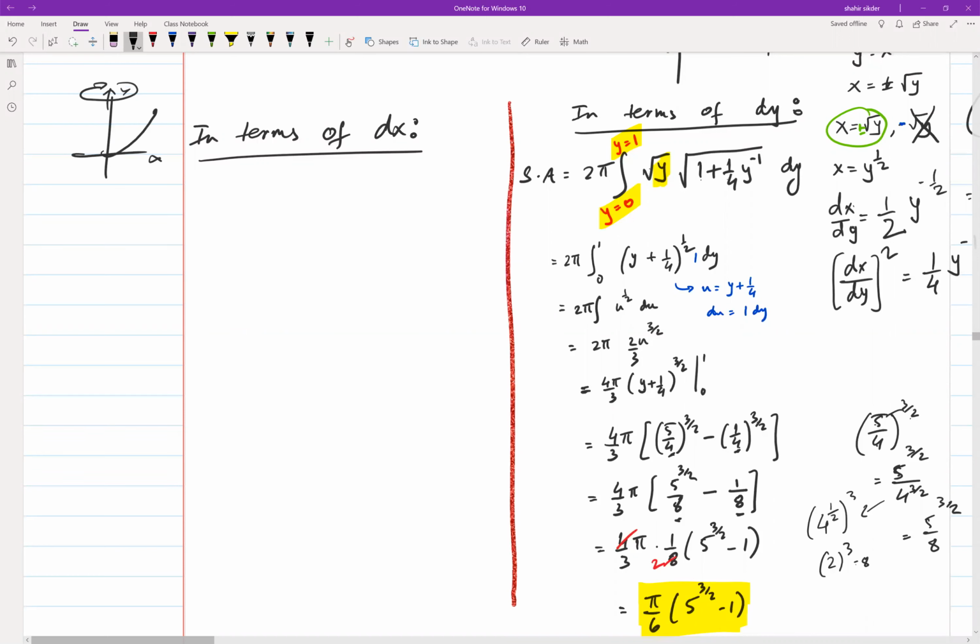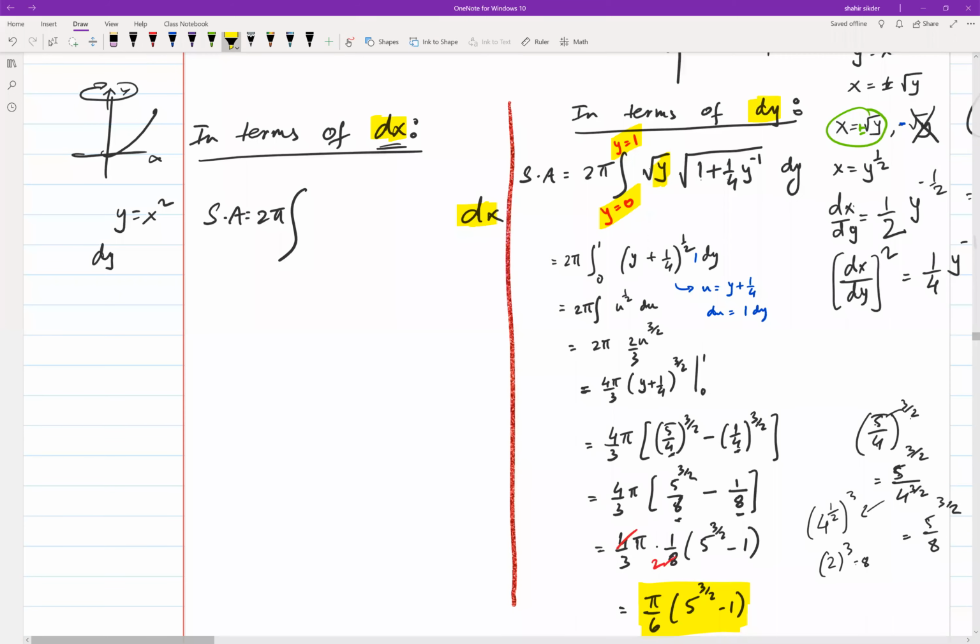So our function was y equals x squared. We need to know what's our dy dx, because we're solving in terms of dx. So the surface area formula still holds true: 2 pi integral. We don't have to worry about converting our bounds because we're setting up the problem in terms of dx now.